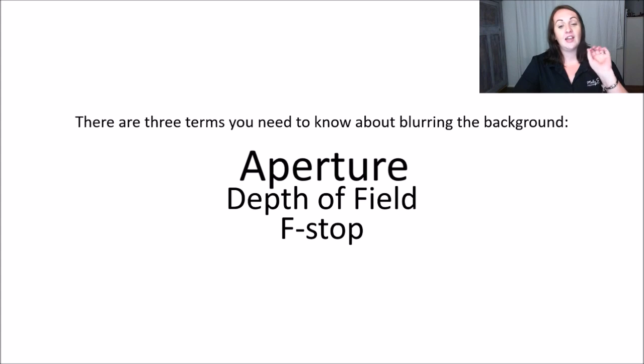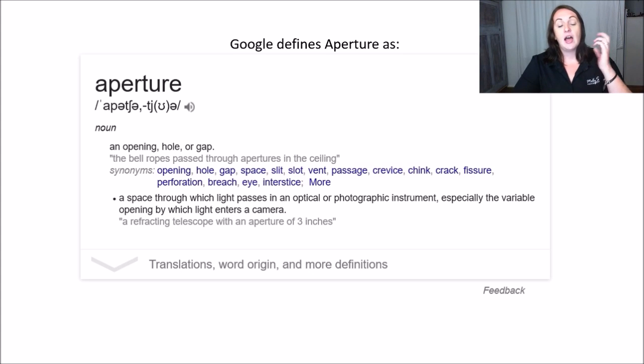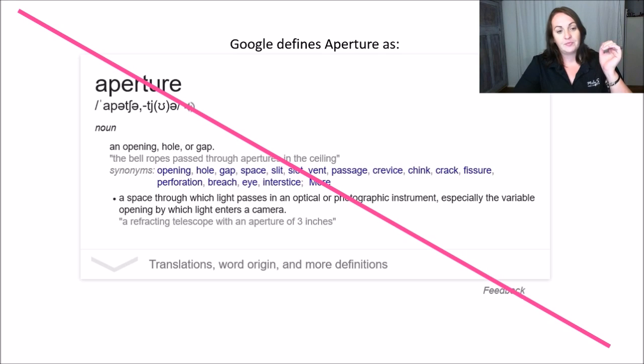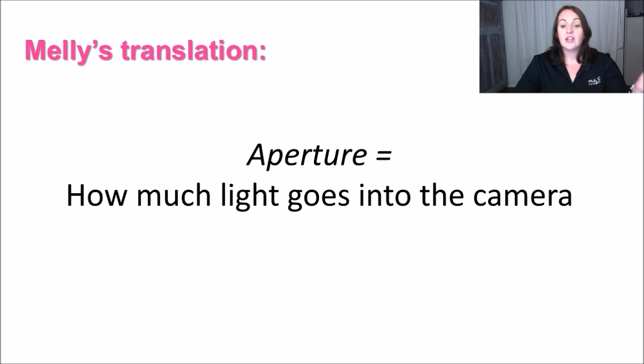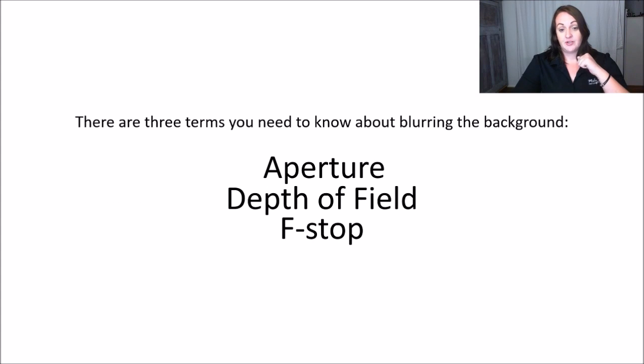So we'll look at aperture first. Aperture, the Google definition, trying to research it, sounds very complicated, but it honestly isn't. Scrap that, let's go with my translation. My translation is essentially how much light goes into the camera. That's aperture. Really, the only reason you need to know the word aperture is because it is a setting on your camera. So when it comes to taking photos of your kids, you don't really need to know too in depth on that one, so don't stress too much. It's just a term.